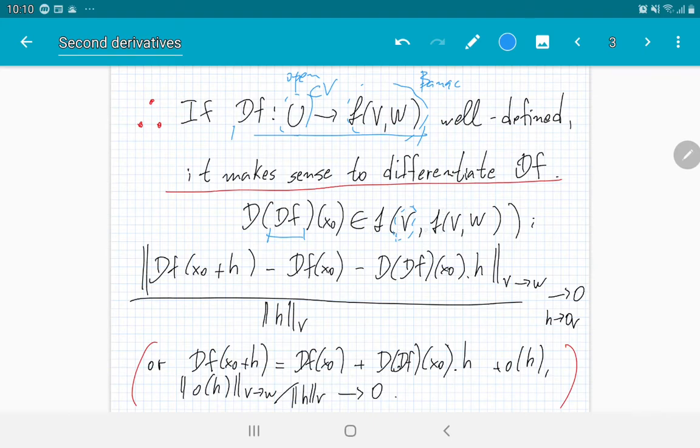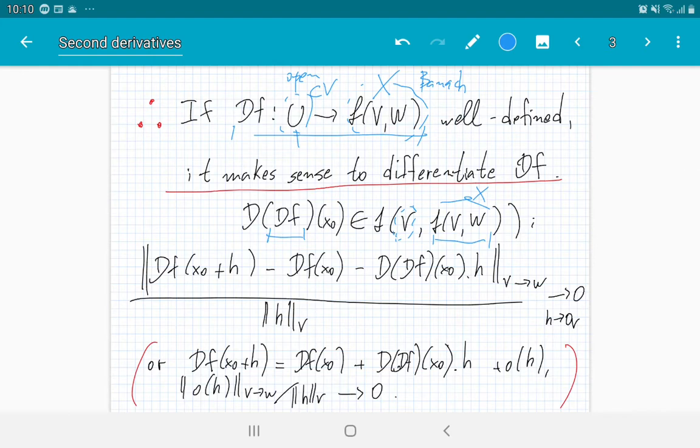Well, it's a linear mapping from v to the Banach space on the right-hand side, which is this guy. So it's a bounded linear transformation from v to the space of bounded linear transformations from v to w. That's a bit confusing, but if you want, call this Banach space x, and then you have a mapping from an open set in v to x, and here you have a linear transformation from v to x. So that perhaps doesn't look so threatening, right?